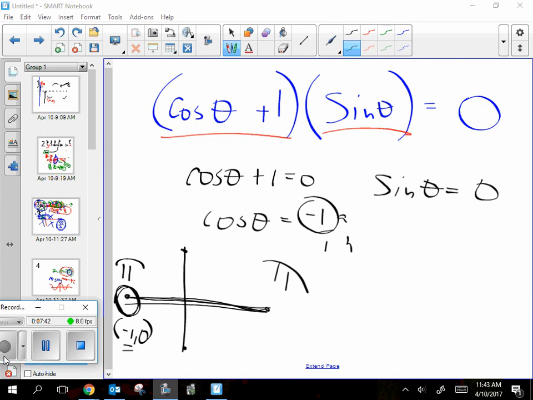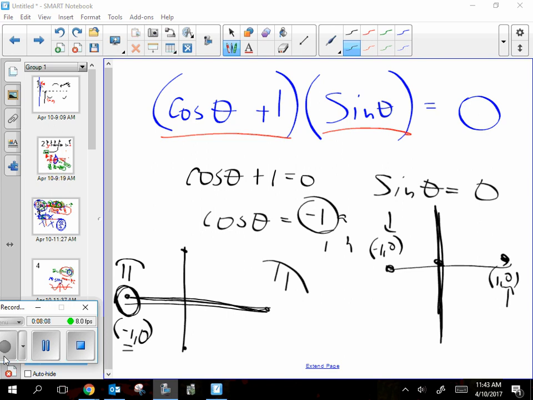Raise your hand if you had pi as one of your answers. Okay, good. Then the other one is sine equals 0. I'm going to make a new one for this one. Sine is y. Where is y equal to 0? Here's the y. Y is equal to 0 right here, but there's no dots there. It's here, over here. And that puts us at -1, 0, and 1, 0. And my final answer then is, where is y 0? Here and here, which is at pi and 0.